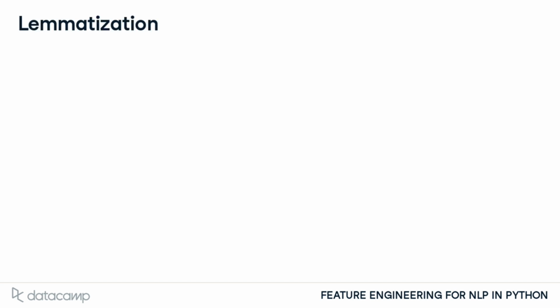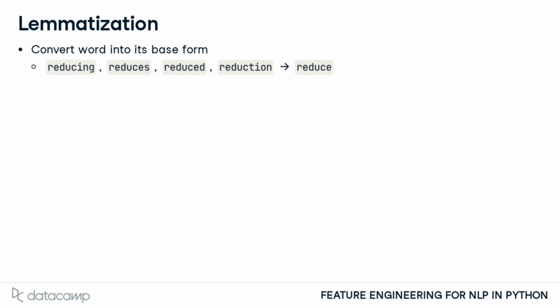Lemmatization is the process of converting a word into its lowercase base form or lemma. This is an extremely powerful process of standardization. For instance, the words reducing, reduces, reduced, and reduction, when lemmatized, are all converted into the base form reduce. Similarly, be verbs such as am, are, and is are converted into be.